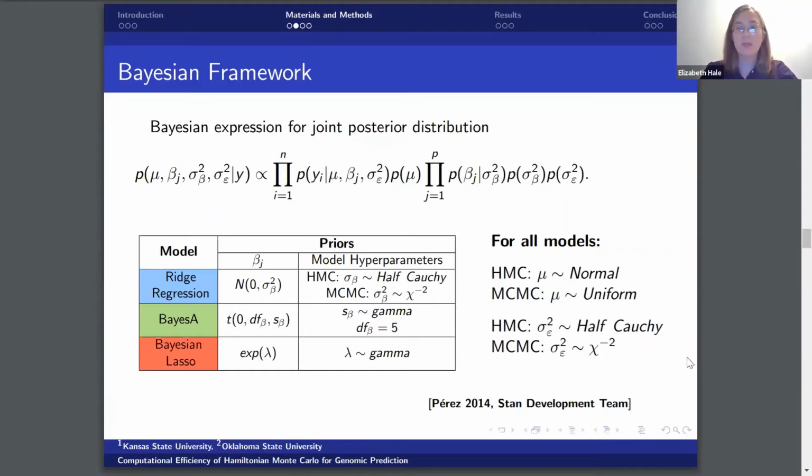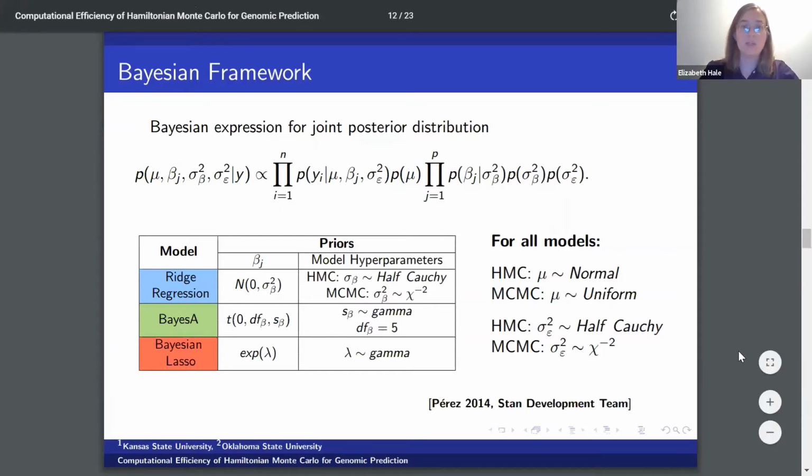I do want to take a moment and emphasize the difference in the study between the algorithms and the models that we work with. We are not comparing computational efficiency between the models, although there are some differences just due to the way that the hyperparameters have to be selected. What we are focused on is the algorithms, HMC and traditional MCMC with Gibbs sampling, and each of those are going to be compared within each model.